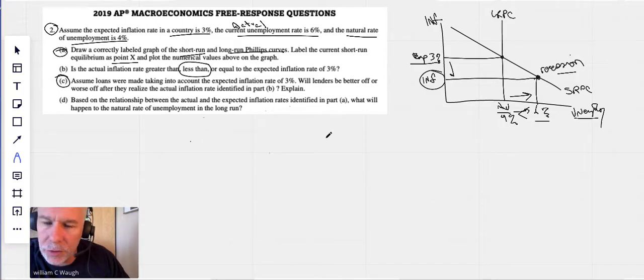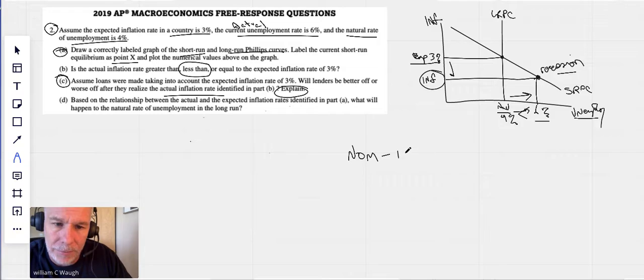C, assume loans were made taking into account the expected inflation rate of 3%. Will lenders be better off, worse off after they realize the actual inflation rate? This, and then we need to explain it. This causes a bit of problems here, so let's talk about it for just a second. We have a nice formula that we use all the time: nominal minus inflation equals real. This is a good way to remember this.